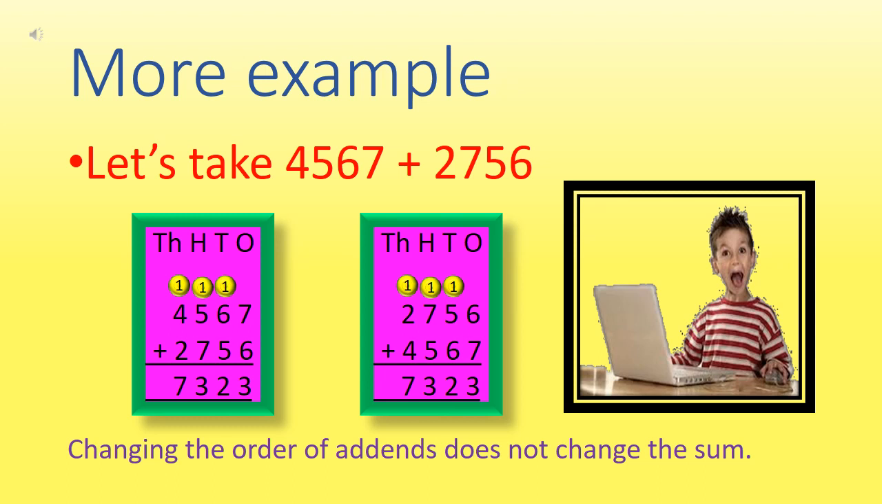Now first we will write 2756 and next we will write 4567. Let's add them. So we have got 6 and 7 at ones place, and when we add them we get 13. So we write 3 in ones column and 1 will be carried over. And in tens column, we have to add the digits 6, 5 and 1. 6 plus 5, 11. 11 plus 1, 12. So we will write 2 in tens column and 1 will be carried over.